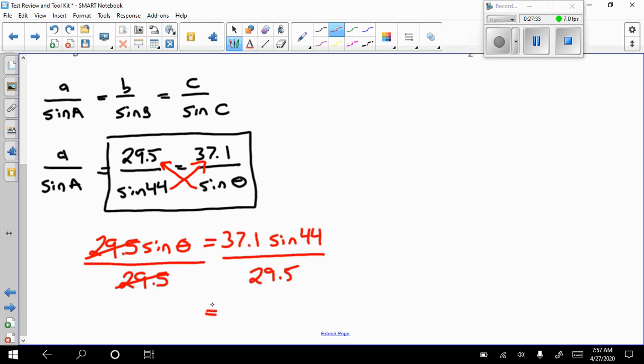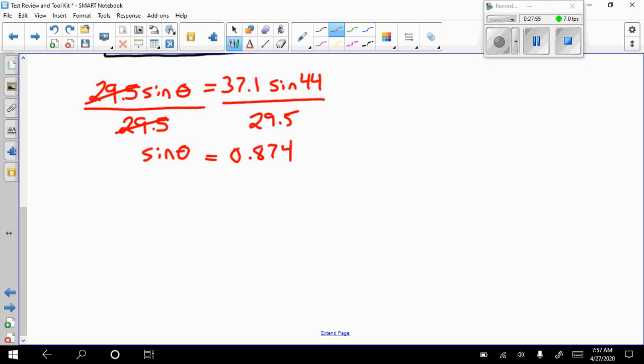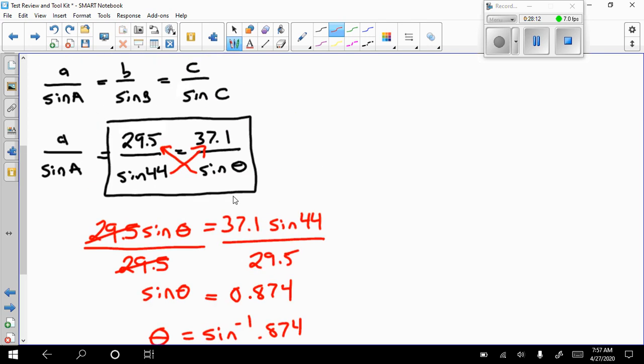All right, let's figure this out then. So 37.1 times sine of 44 divided by 29.5. I've done that in my calculator and I get 0.8736 or 0.874. And now to get just the angle, I've got to do that inverse sine. So theta is the inverse sine of 0.874. So I go second function sine, and I get roughly, approximately 61 degrees, 60.88. Yours may be a little bit different.